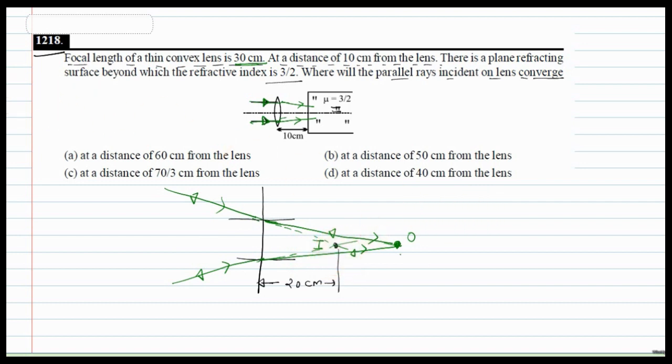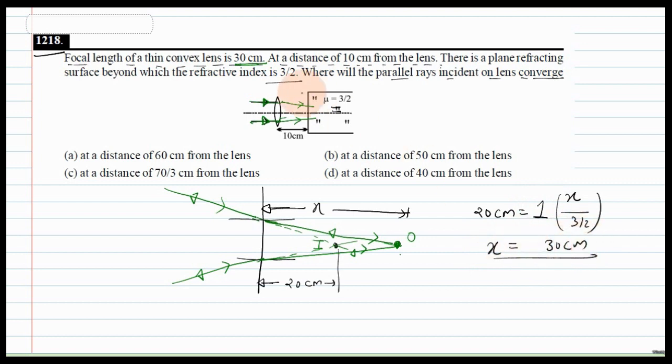And remember that apparent distance is equal to real distance, which in this case we need to determine, divided by mu of the medium into mu of the outer medium. The outer medium is air. So by solving this expression we can find that this x comes out to be 30 cm. So the final answer is 30 cm from the plane surface. 30 cm from the plane surface is 40 cm from the lens.